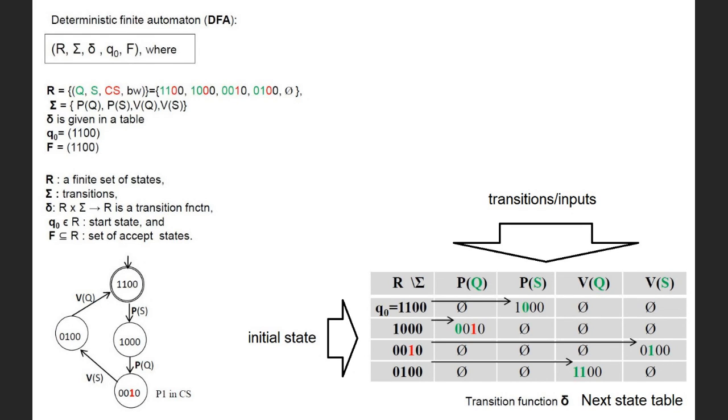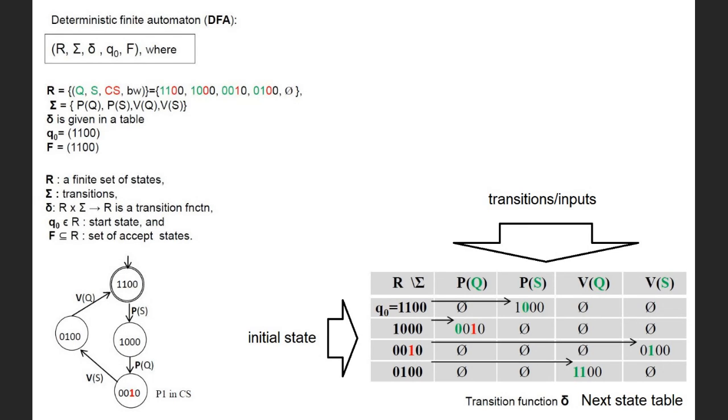Certain cells include the symbol of zero set, null set, which means that transitions are not possible. So coming back again, such a state machine may be described by the 5-tuple in which we have states, we have inputs, we have transition function, and so on, and a very simple graphical representation in the form of the graph.